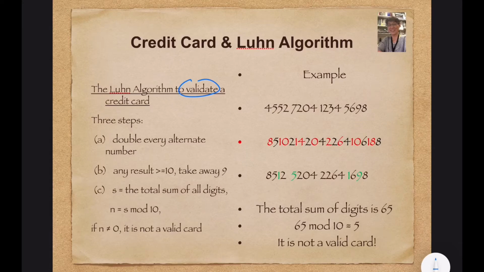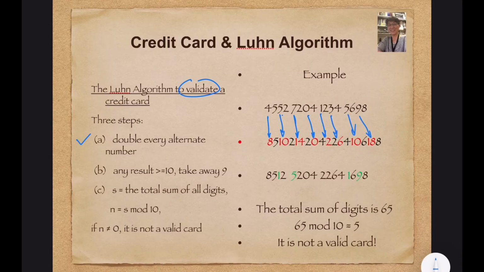There are 3 steps. First, we simply go through the 16 digits. We double every alternate number. Let's use this as an example. You can see the first digit is doubled to 8, 5 to 10, 7 to 14, etc. Finally, 9 to 18. That's our first step.